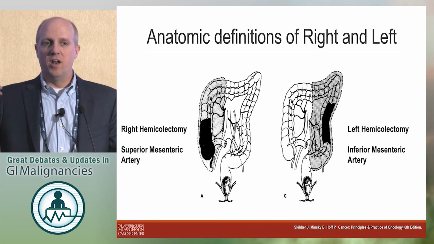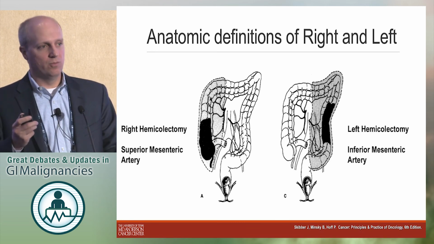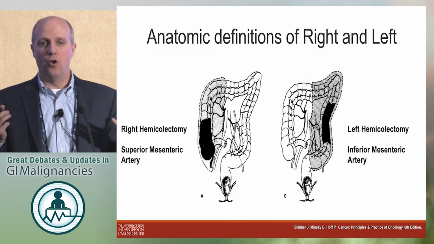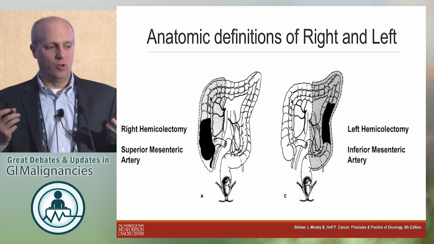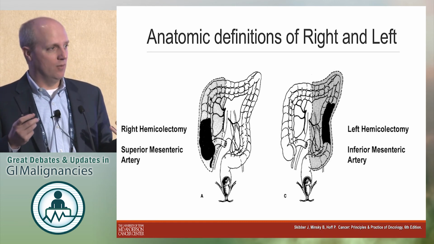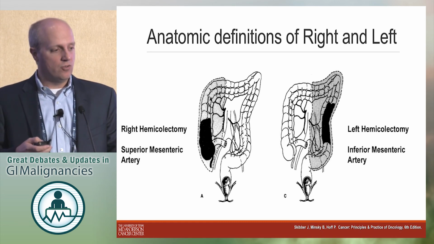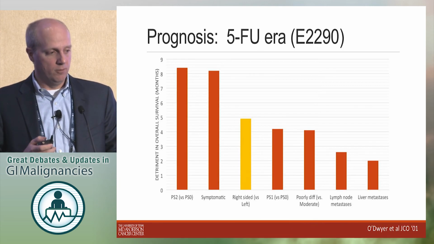And so we run into this problem of what's the transverse. And the reality is we don't know. When we're doing a colonoscopy, we can't tell what artery is feeding it. So we have a little bit of a gray zone, but it really is a definition.